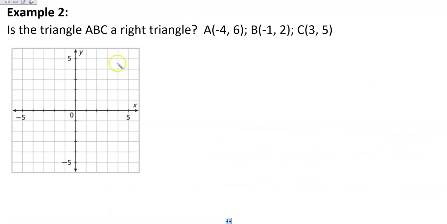I want to know whether or not triangle ABC is a right triangle if I look at our points here. So again, we're going to start off by plotting our points. Point A is at -4 and then 6. B is at -1, 2. And C is at 3 and 5. And again, we're going to go ahead and connect those points.